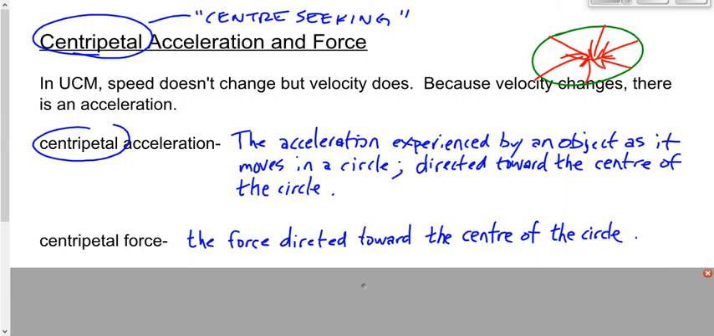This one's a bit easier to understand. Take a look up here and watch me swinging the keys around my head for a second. Okay, keys are not going in a straight line, right? They're going in a circle. They want to go in a straight line. They always want to, because every object always wants to go in a straight line until there's an unbalanced force acting, which keeps them from going in a straight line.